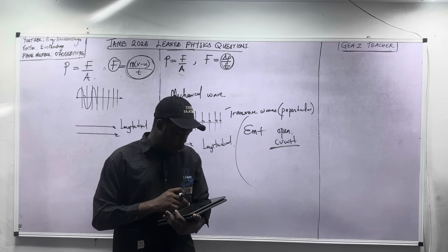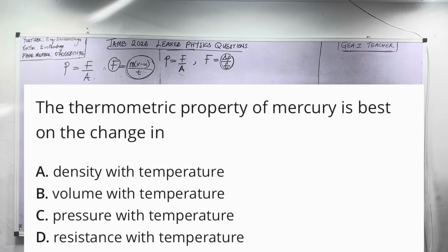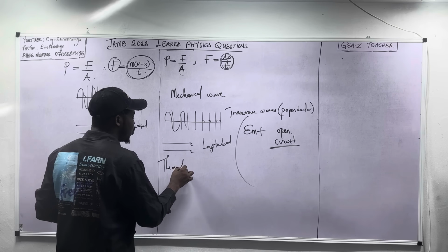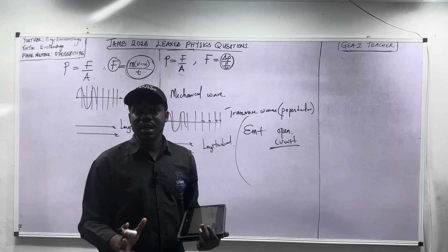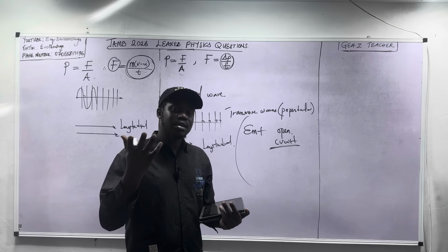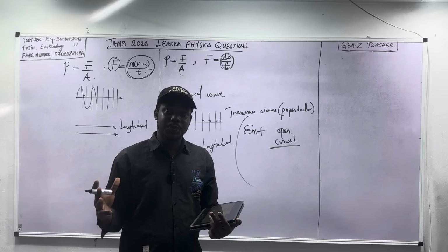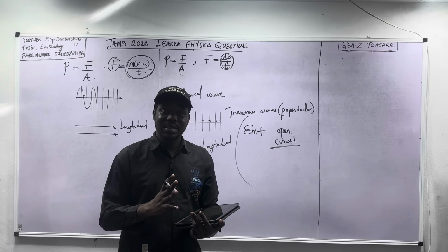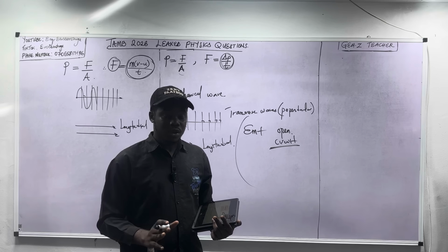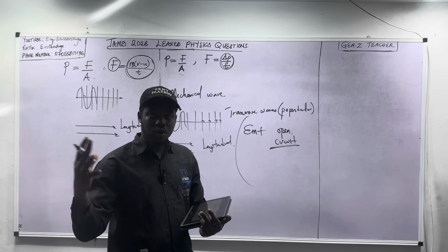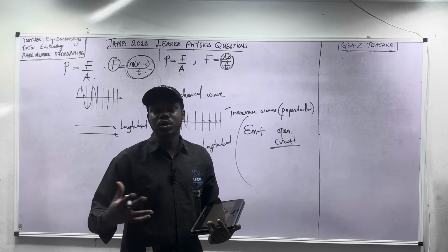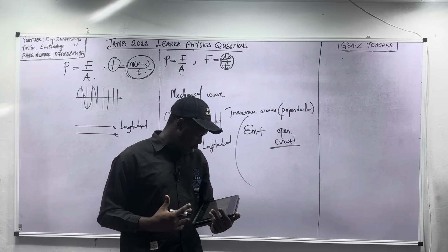Okay, quickly moving on, number 9. The thermometric property of mercury is based on the change in. Now, when you hear the word thermometric, we are talking about liquids that respond or react equally or evenly to change in temperature, meaning when you increase the temperature of this liquid, they tend to either expand or contract at a certain equal or steady rate. So the answer to this question should be option B. Okay, so change in volume with temperature. So when your volume is changing, you're either expanding or contracting. So that's option B.